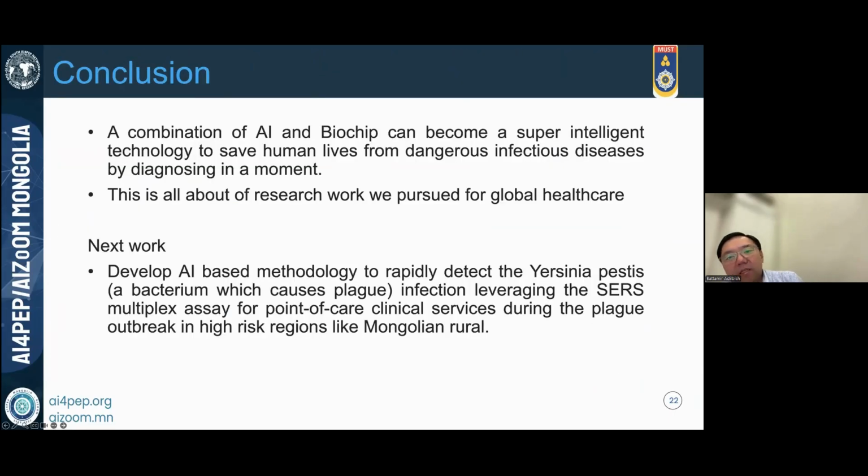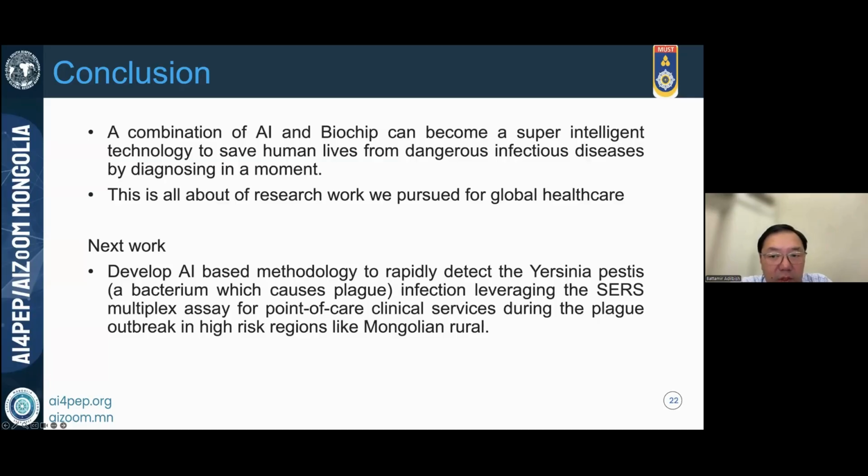To conclude, a combination of AI and the biochip can become a super intelligent technology to save human lives from dangerous and infectious diseases by diagnosing in the moment. So this is all about the research work to be pursued for global healthcare. However, despite the small data set used in this research, the SVM models showed the best performance. So it proves that this approach can be used for real-world diagnostics.